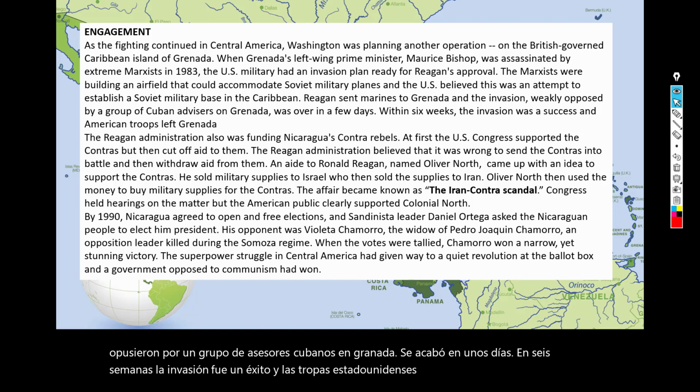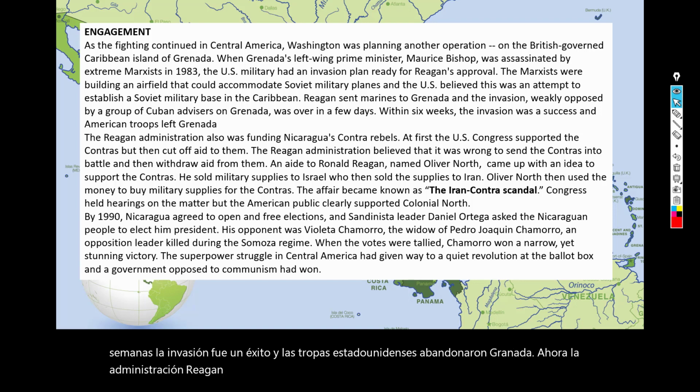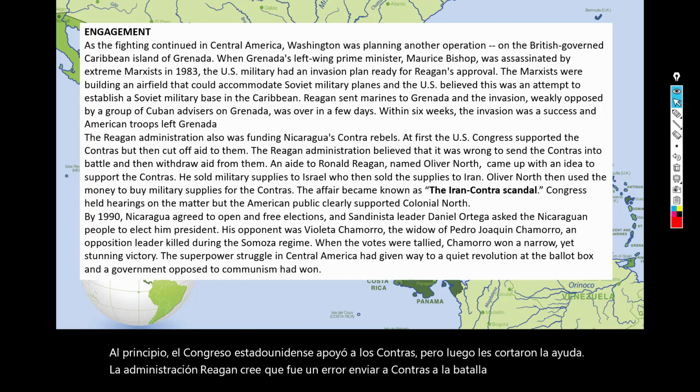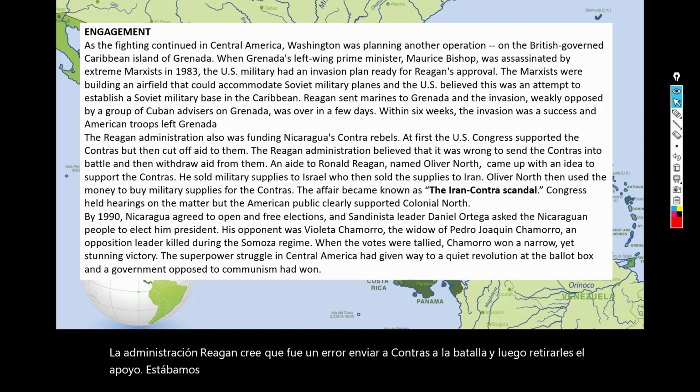Now, the Reagan administration was also funding Nicaragua's Contra rebels. At first, the U.S. Congress supported the Contras, but then they cut off aid to them. The Reagan administration believed that it was wrong to send Contras into battle and then withdraw support from them. We were sending these guys out to fight, and then we took away their support.